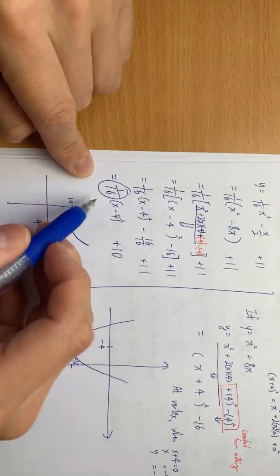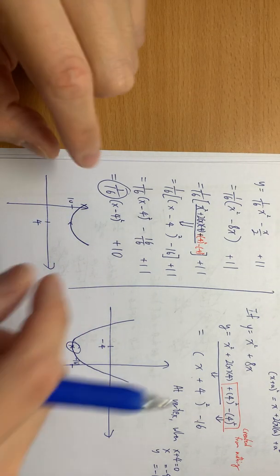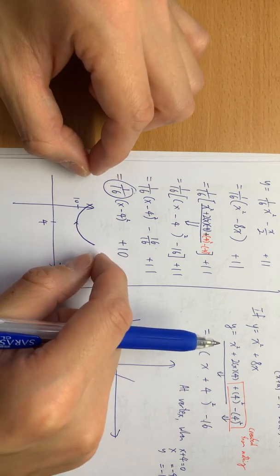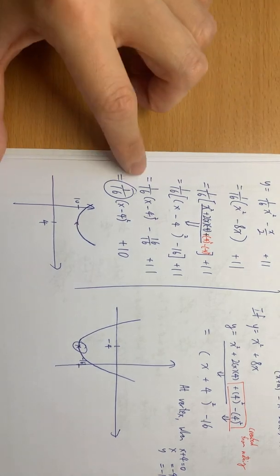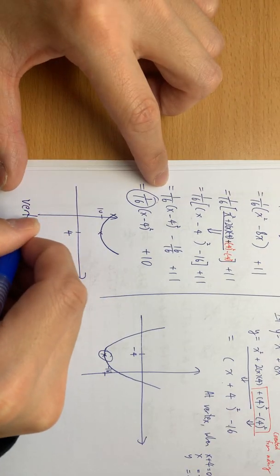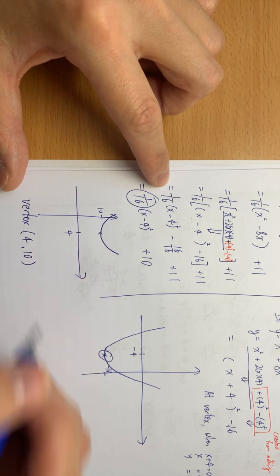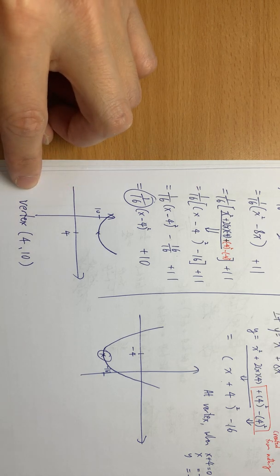The coefficient here just makes it less sensitive to x, so it will be flattened. If it is some larger number like 2 or 3, then it will go up quicker. So the vertex is (4, 10) here. You need to answer this one in order to get all 2 marks here.